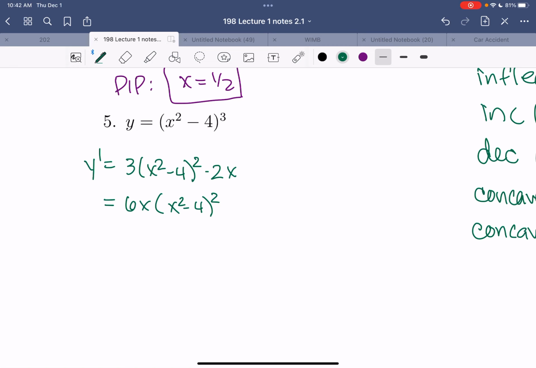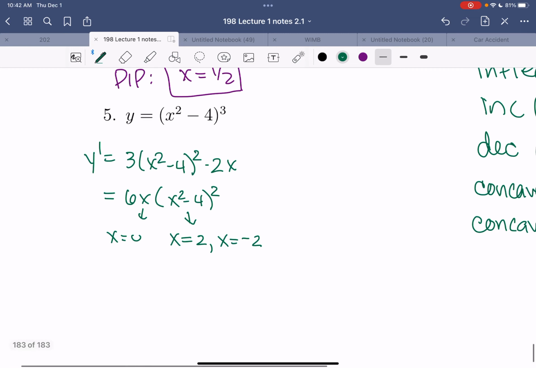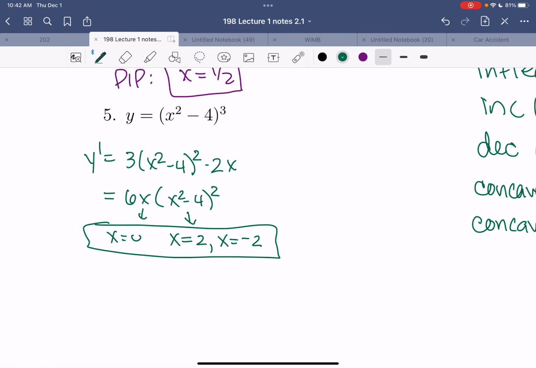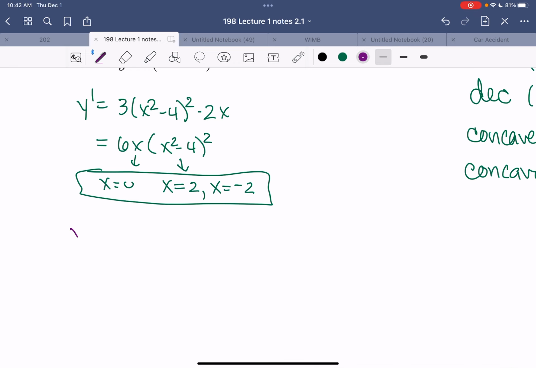So your critical points are not difficult. So this one gives you x equals 0. And this, if you factor it, is x minus 2 and x plus 2. So that gives you an x equals 2 and an x equals negative 2. So that gives me 3 critical points to work with. But then when I go to take the second derivative, this gets super annoying.